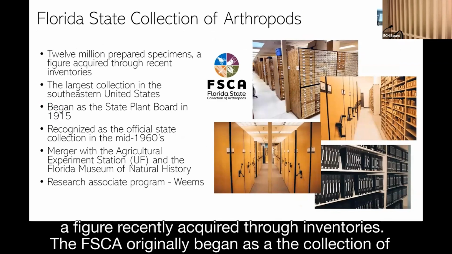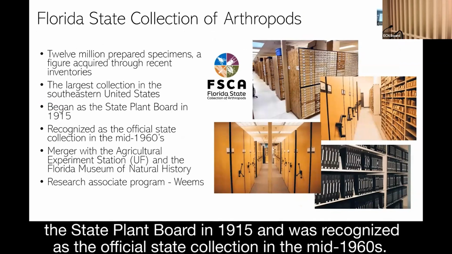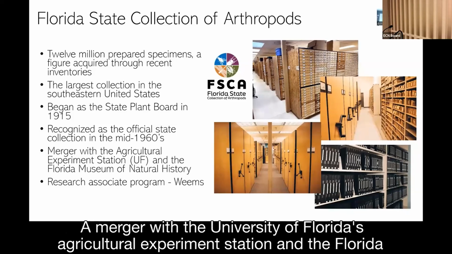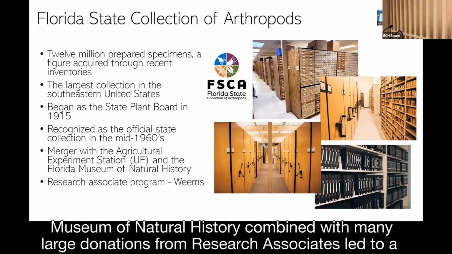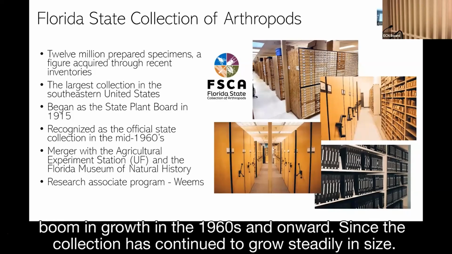The FSCA originally began as the collection of the State Plant Board in 1915 and was recognized as the official state collection in the mid-1960s. A merger with the University of Florida's Agricultural Experiment Station and the Florida Museum of Natural History, combined with many large donations from research associates, led to a boom in growth in the 1960s and onward. Since, the collection has continued to grow steadily in size.